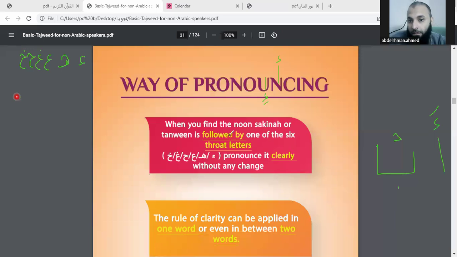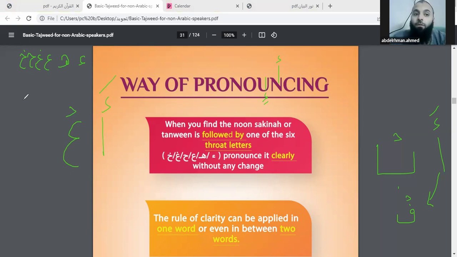Let's try another letter, the letter fa. Make it sukun and put hamza before it: af, af. The tip of the upper teeth touches the lower lip. So to know the articulation point of any letter, make the letter sukun and put another letter like hamza before it. Let's say ayn. Make the ayn sukun and put hamza before it. Now I can see the ayn comes from the middle of the throat.